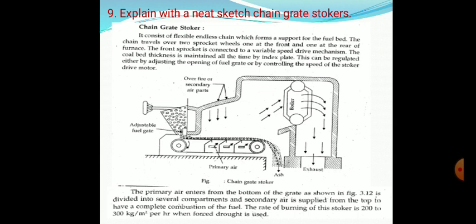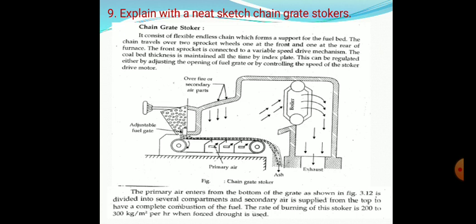Next question is, explain with a neat sketch chain grate stokers. So, the chain grate stoker consists of a flexible endless chain which forms a support for the fuel bed. The chain travels over two sprocket wheels, one at the front and one at the rear of the furnace. The front sprocket is connected to a variable speed drive mechanism.